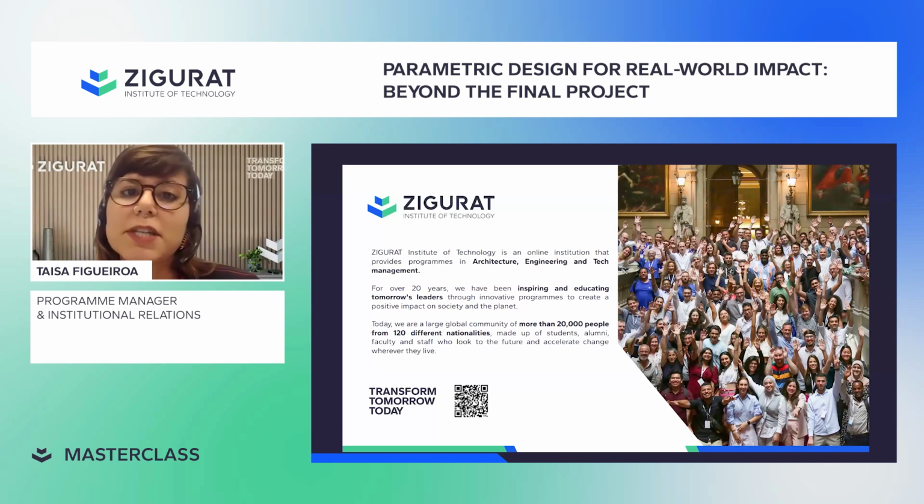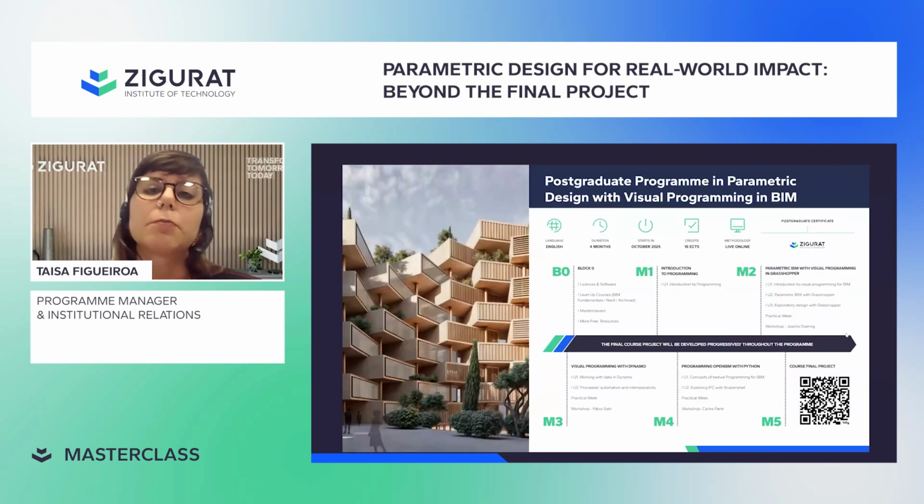And today's masterclass is directly connected to the postgraduate program in parametric design with visual programming in BIM, a 4-month course designed for architects, designers, and engineers who want to master tools like Grasshopper, Dynamo, Python, and Blender to create smarter, more efficient workflows. One of the key highlights of the program is the course final project, where the students apply everything they've learned to develop innovative, buildable designs. Today you will see a great example of that in action through Marino's project presentation.